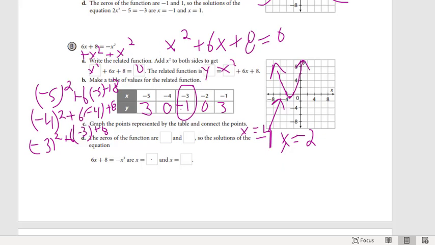All right, so the zeros are negative 4 and negative 2. So we would write that as x equals negative 4 and x equals negative 2.